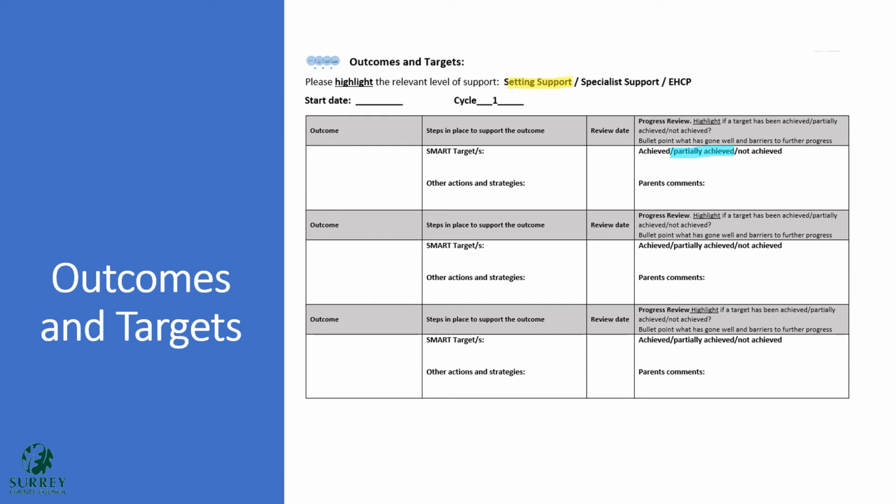When you come to review the targets, highlight if they've been achieved, partially achieved, or not achieved. Only state that a target has been achieved if it's been seen consistently. Use the professional reports to help you identify appropriate actions and strategies to include in your cycle. These might need to be adjusted so that they're achievable within your setting. Review dates should be organised so that parents can be involved with the process, and parents' comments should be added in the review section.